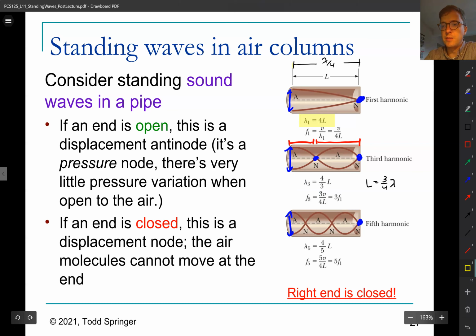And then you could do the same thing again with the one at the bottom. So this is going to be 1/4 plus a whole wavelength, right? So here L would be equal to 5/4 of a wavelength.